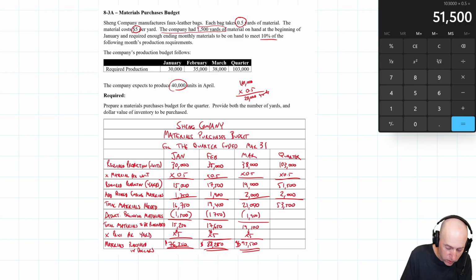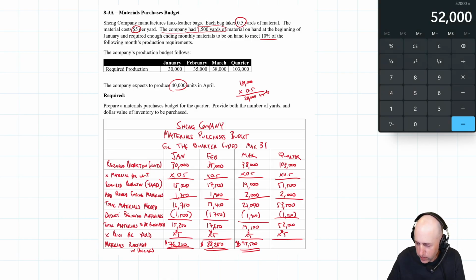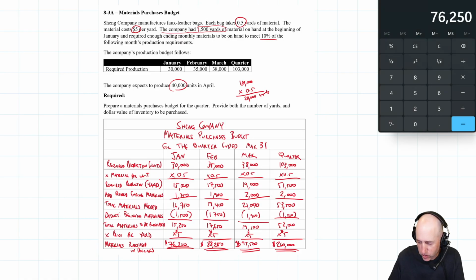Our beginning materials for the quarter is the same as the beginning of January. The quarter started on January 1st, so at the beginning of the quarter, we had 1,500 yards of material on hand. Again, not the sum, not the total here. 53,500 minus 1,500 is 52,000. At $5 a yard, 52,000 times 5 is $260,000.